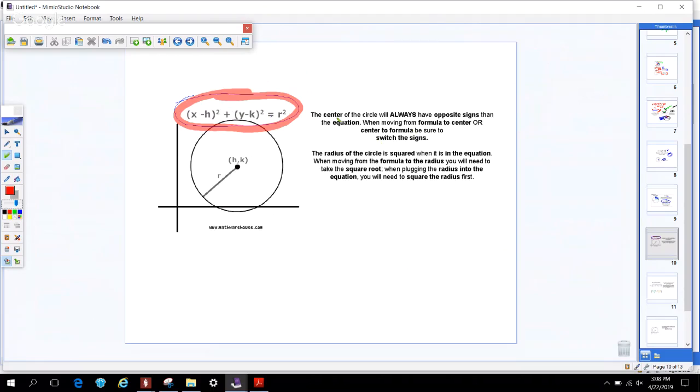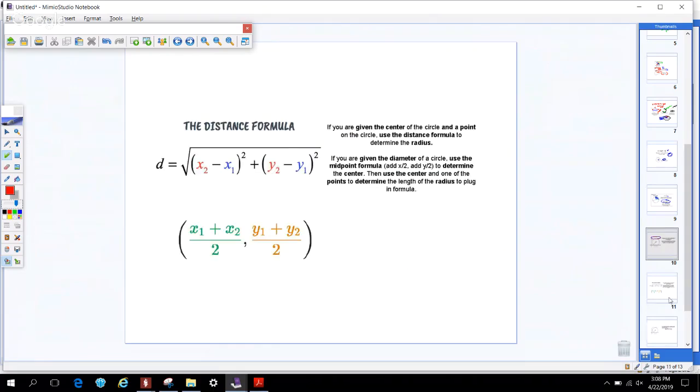Couple things. Anytime you have the center of the circle, it's always the opposite signs from the equation. See how here it's positive h, positive k in the middle? Here it's negative h, negative k. It switches. The other thing is, the radius is always squared inside the equation. Here it says just the letter r, but up here it's r squared.